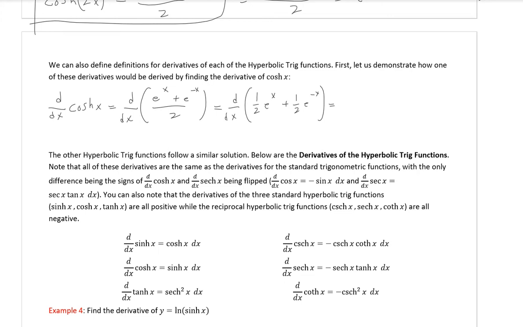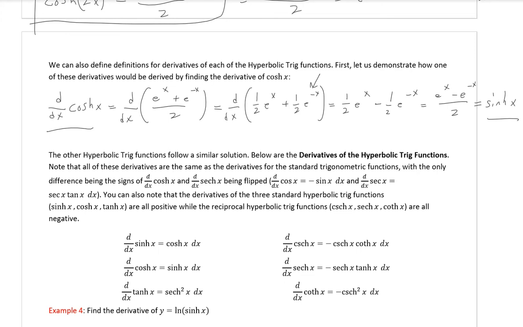The derivative of e to the x is e to the x, so you get 1/2 e to the x. But the derivative of e to the negative x is going to be negative e to the negative x. That exponent, the derivative of the exponent, is going to come down via the chain rule. So we'll get minus 1/2 e to the negative x. Or, if this looks familiar, this is e to the x minus e to the negative x over 2, which means that this is sinh of x. So we have that the derivative of cosh is sinh.